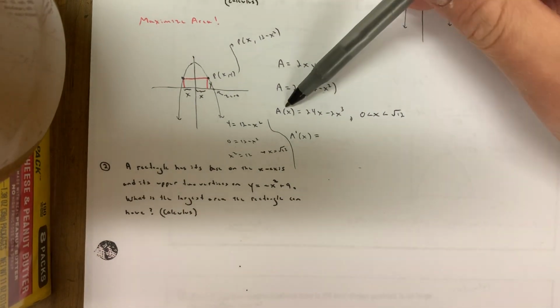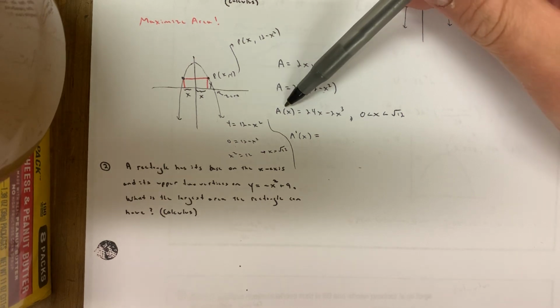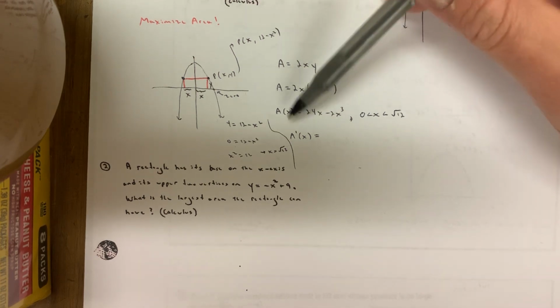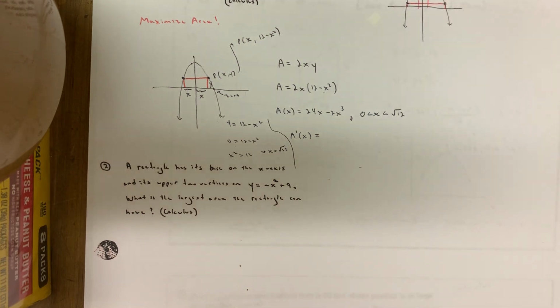You don't have to call this the area function. You could call it Optimus if you want to. People are like, why would I say Optimus equals 24x minus 2x cubed? When you take the derivative of Optimus, you would get Optimus Prime. Okay, so that's kind of cool. If you want to do silly stuff like that, you better know what you're doing, by the way. Okay, don't mess around unless you really know what you're doing.